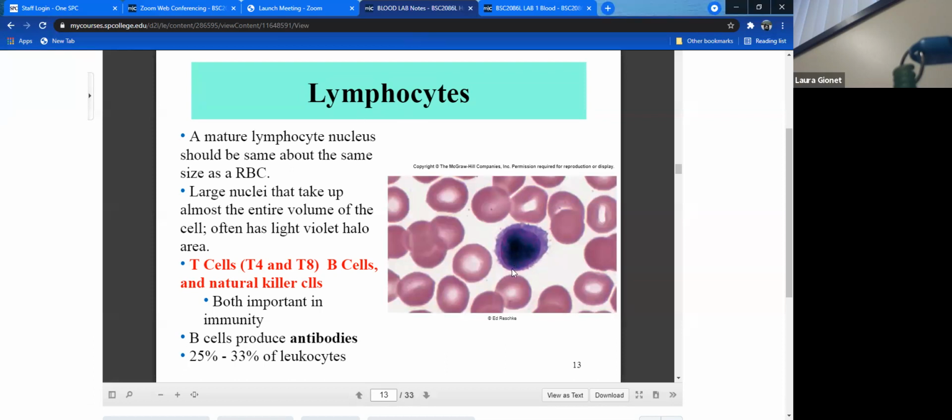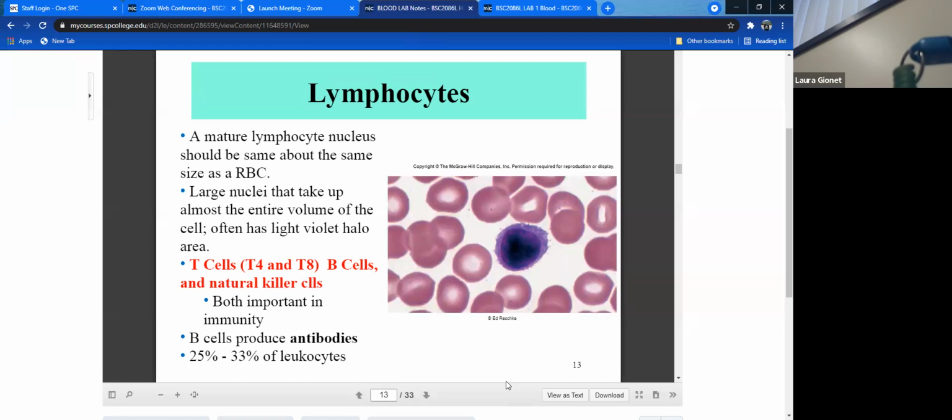So lymphocytes, here we have a mature lymphocyte. The nucleus is about the size of a mature red blood cell or erythrocyte. So that's about the same size. It has cytoplasm surrounding it, and I'll say that that's rather dark staining. Most of the cytoplasm we'll see around a lymphocyte will be a little paler than that. But it looks very different than a basophil, where you can't really distinguish the nucleus and there are granules all over. So a mature lymphocyte nucleus should be about the same size as a red blood cell. Large nuclei take up almost the entire volume of the cell, about 90 to 85%, and often have a light violet halo of cytoplasm surrounding them.